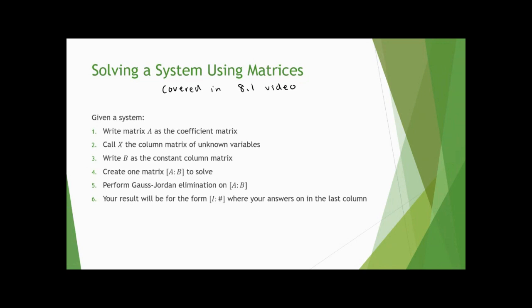And then you do the Gauss-Jordan elimination, or sometimes it's just Gaussian elimination, depending on, they're basically the same thing. And then I showed you the link for doing that. And what happens is your result is going to have an identity matrix before the colon, and then the numbers on the right side are going to be your actual answers. So this is just writing down the procedure, but the actual solving, I demonstrated that in my 8.1 video.